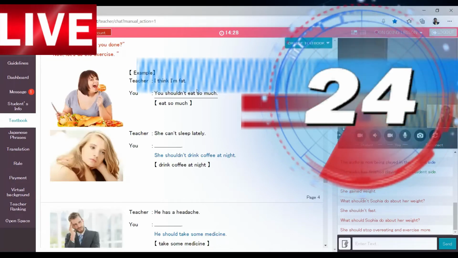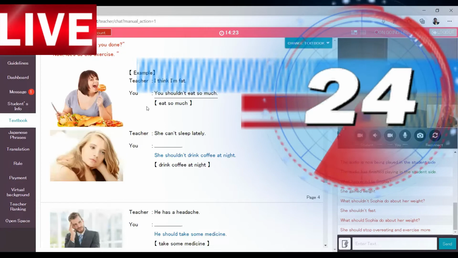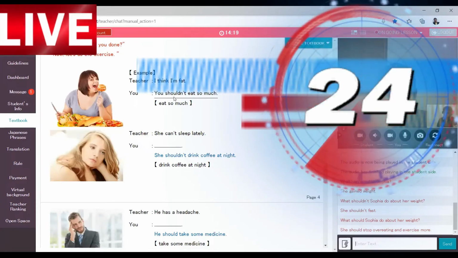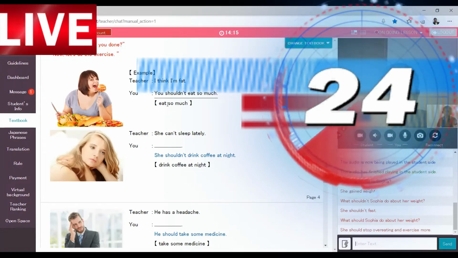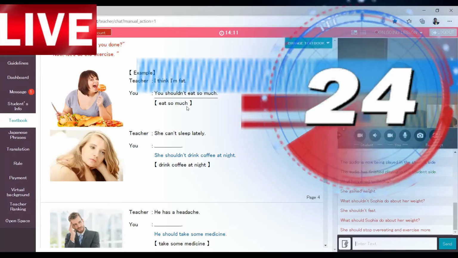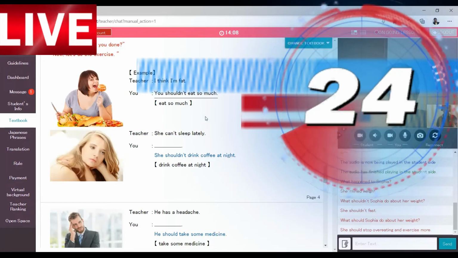So here, the example, the teacher said, I think I'm fat. And the answer is, you shouldn't eat so much. Okay, so this is the answer, you shouldn't eat so much. Now, take note of the words inside the parentheses, right? Eat so much. Did you get that? Okay, so try the next picture.